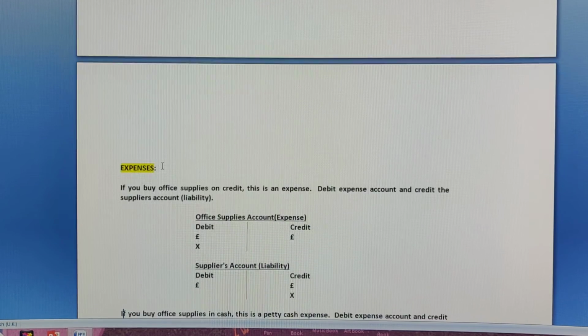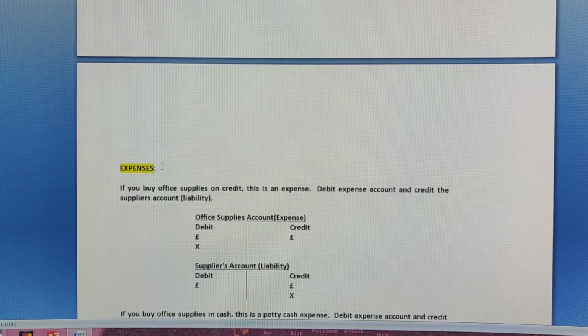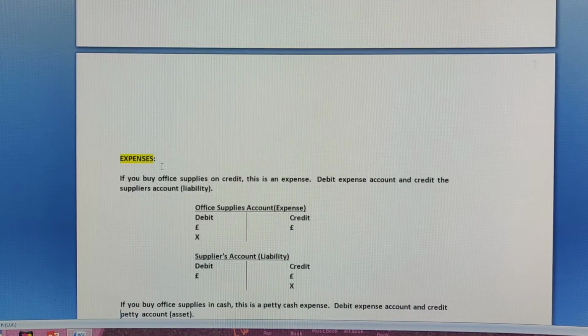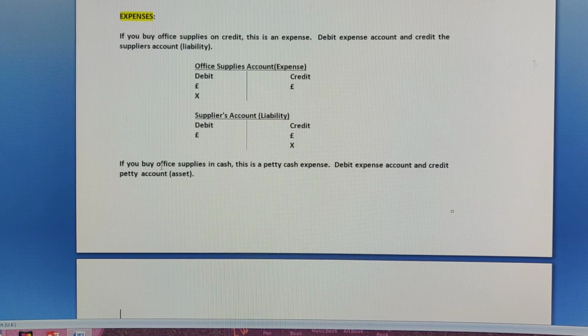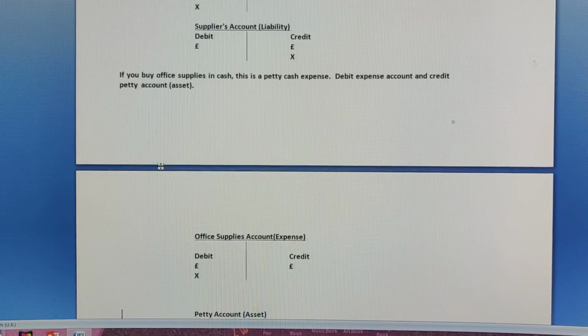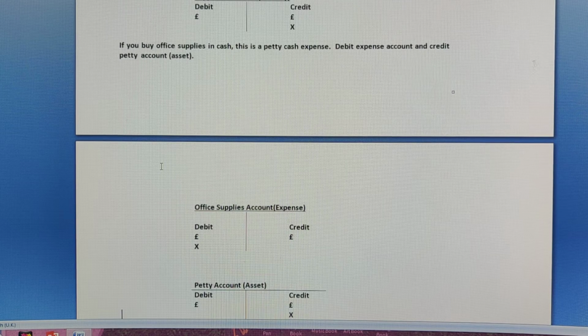Also, in the expenses department, if you spend money on an item of expense, say office supplies, stationery, whatever, your expense has increased. You need to debit the expense account. In this case, debit the stationery account and credit the supplier's account, because your liability has gone up because you bought it and you haven't paid for it. If you buy it in cash from your petty cash box, what is in the petty cash box is your asset. Debit the expense account in the nominal ledger because your expense has gone up. There is an asset that has gone down, that is your petty cash balance. So you credit the petty cash account.